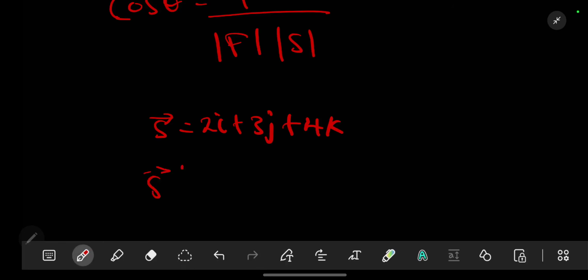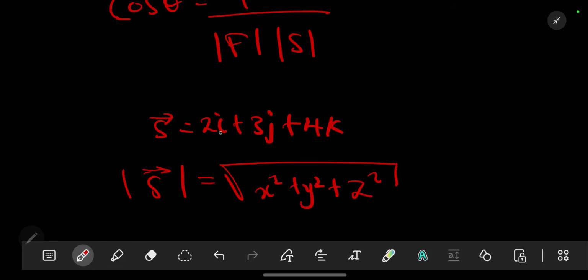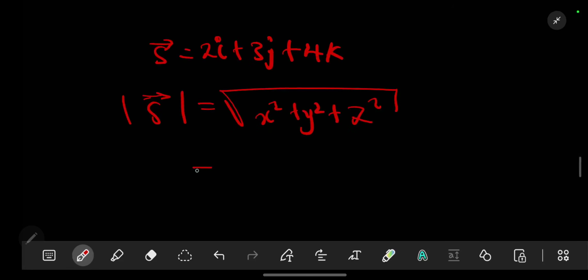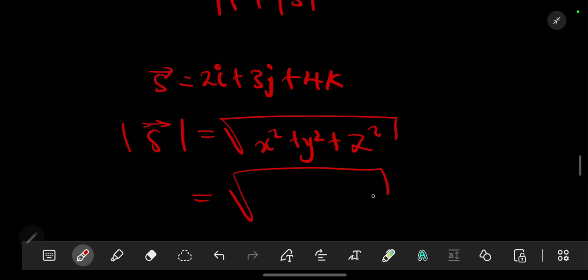So the magnitude of s should be equal to the square root of x squared plus y squared plus z squared, where x is the one with i, j is the y, then the one for k is the z axis. So we are going to have the square root of 2 squared plus 3 squared plus 4 squared, like that.